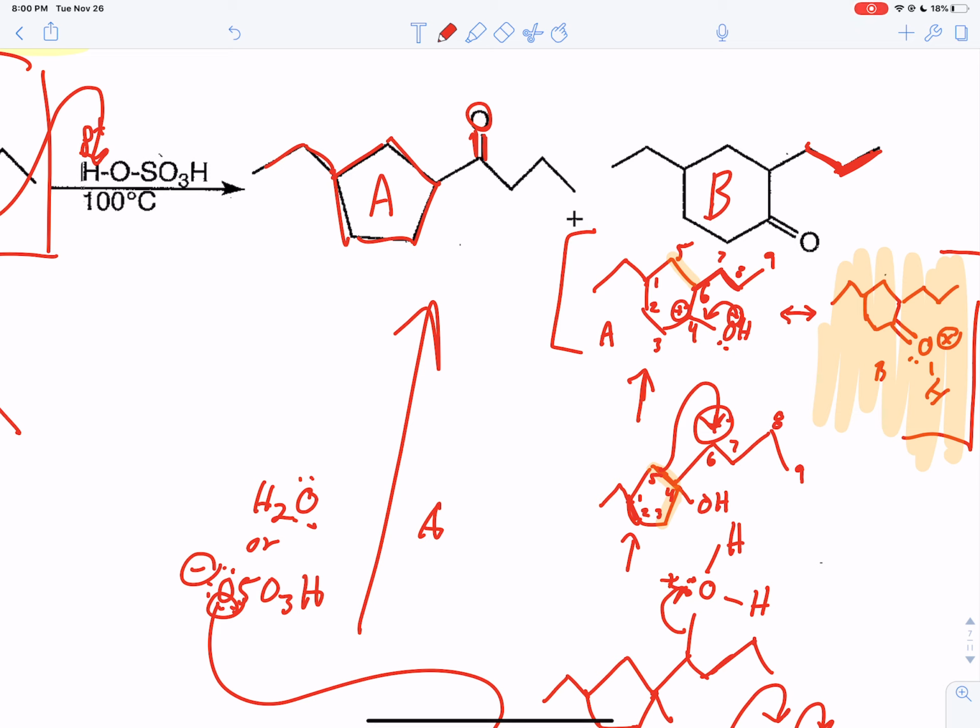And now we want to show the deprotonation. So what are we going to use for that? Let's just use H2O, right? It goes and attacks that, and the electrons go onto the oxygen, right? And that forms our B product with the carbonyl, okay?